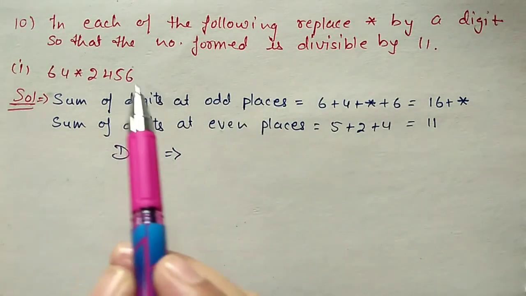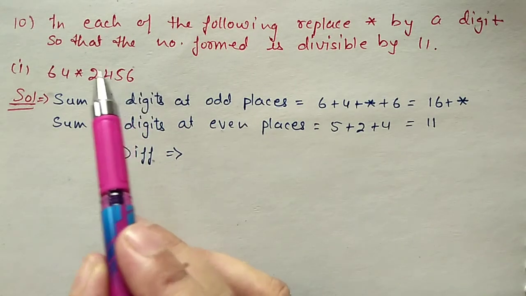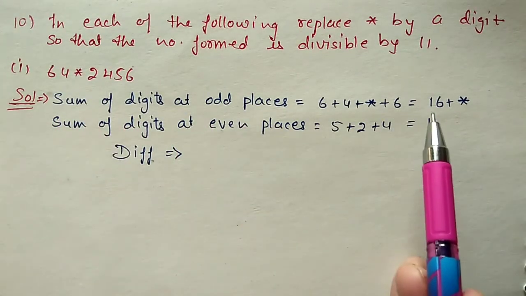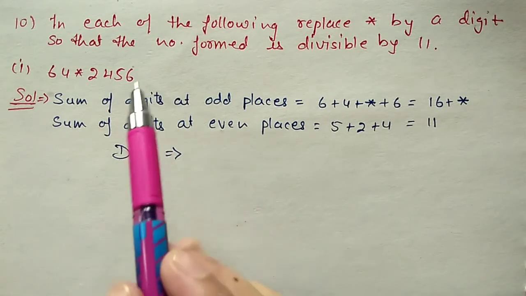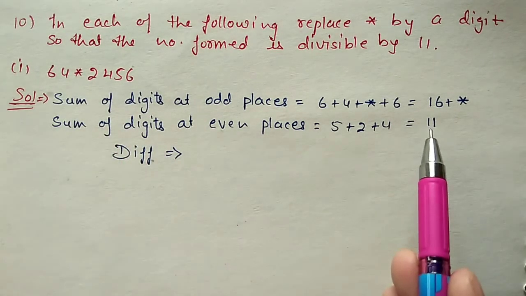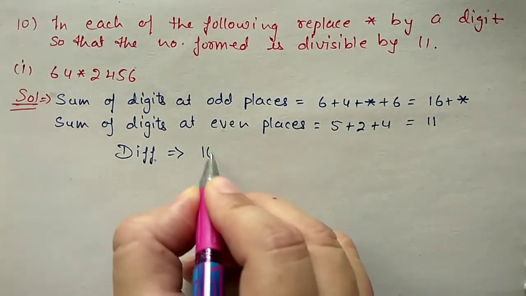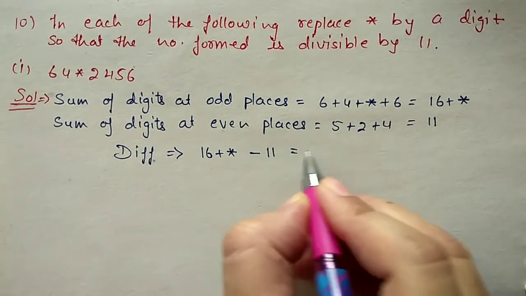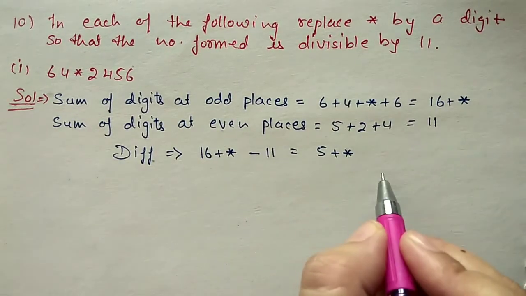So here odd places means from the right side we have to start: first place, third place, fifth place and seventh place. So 6, 4, star, 6, which we are getting 16 plus star. Same, we will take the even places digits 5, 2 and 4, which we are getting 11. Now we will find out the difference between these two. 16 plus star minus 11 is equal to 5 plus star, and this should come in 11 table.